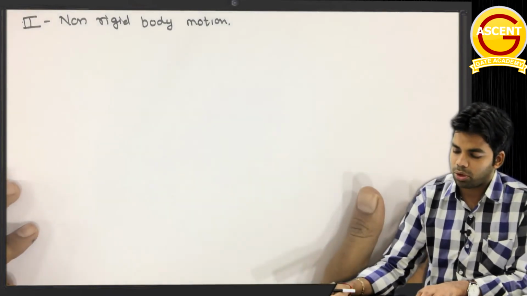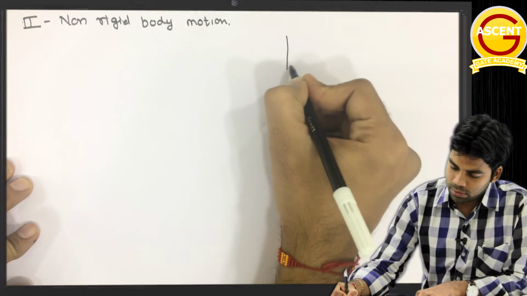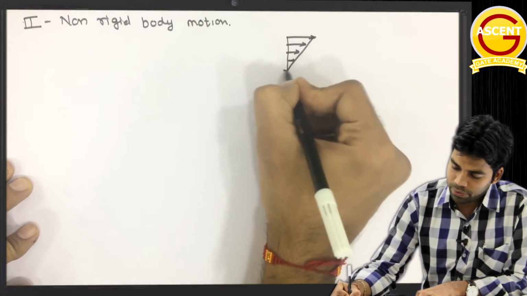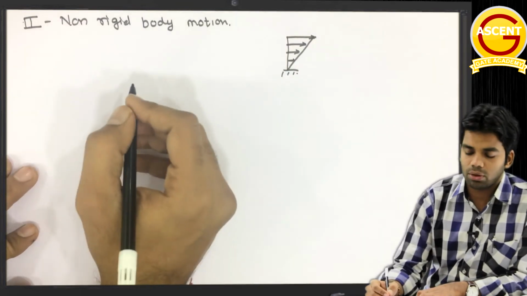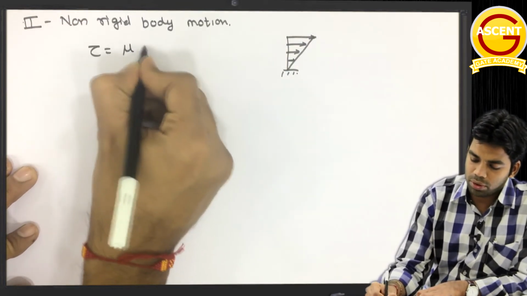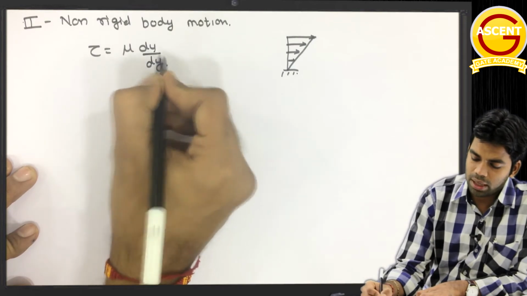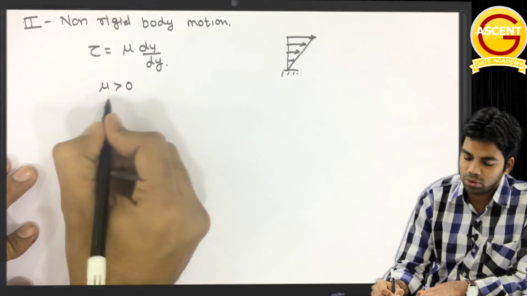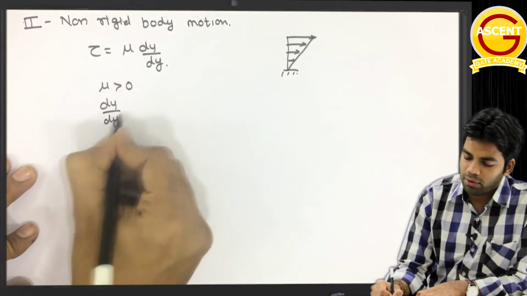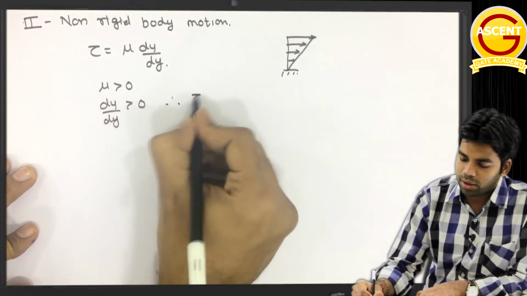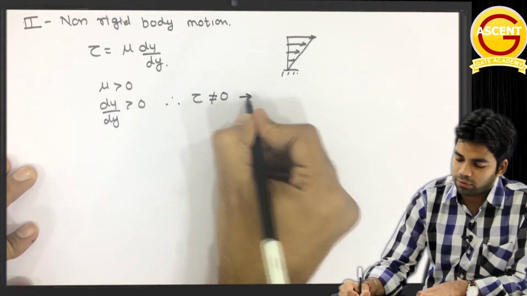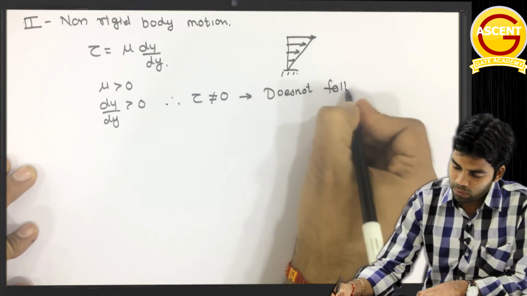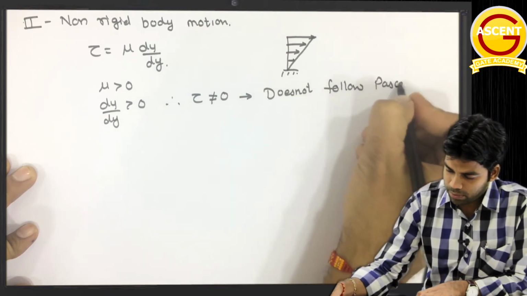Okay, non-rigid body motion means the actual motion like this. Here we will have a certain value of du, and tau is equal to mu into du by dy. Since this is not an ideal fluid, this is a real fluid, this mu will be greater than 0. Also this du by dy will be greater than 0, therefore tau is not equal to 0, therefore this does not follow Pascal's law.